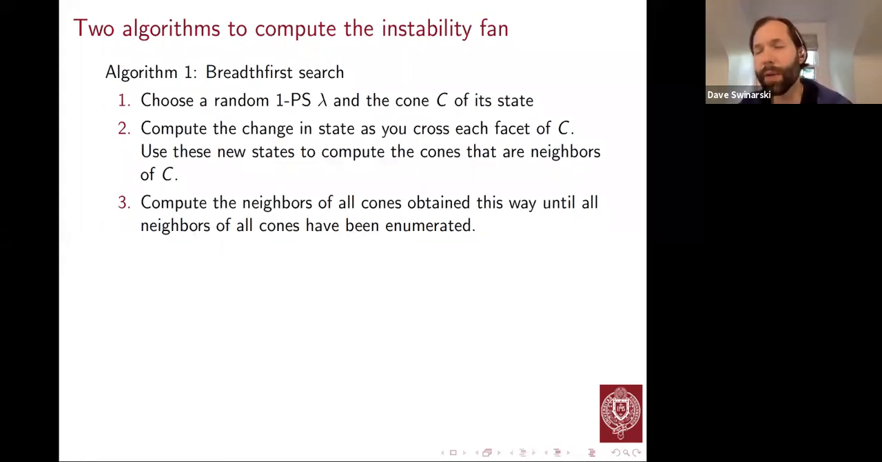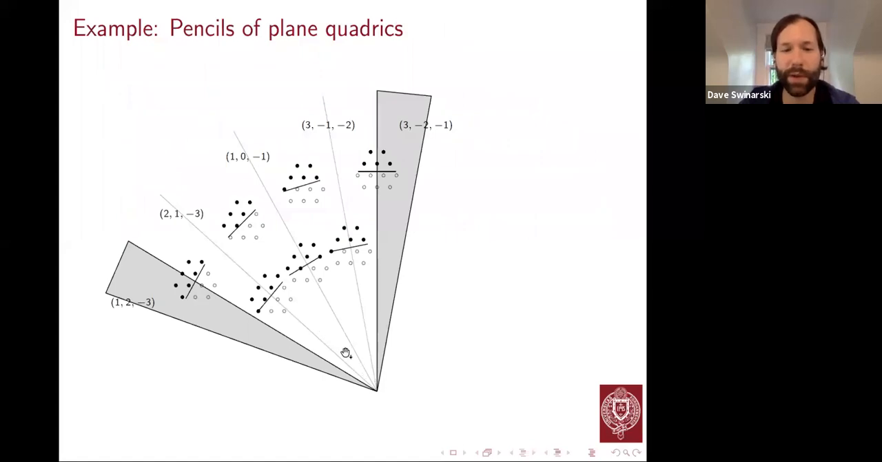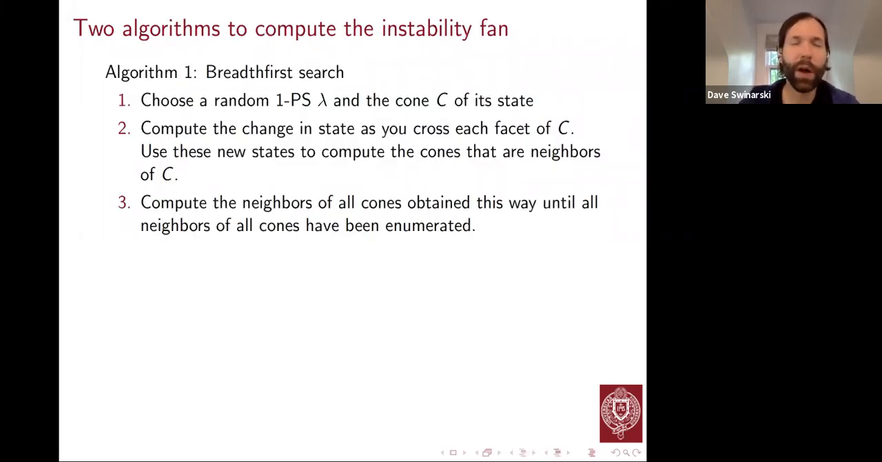And so that allows us to easily describe two different algorithms for computing this instability fan. The first one is a simple breadth-first search. Start with a random one parameter subgroup and find the cone around it. So let's say you had a one parameter subgroup that landed in this cone. You'd compute the state, and then you'd compute the cone associated to that state. And now you want to cross each facet of that cone. As you do, you can track what happens to the state. You can use your new states to build new cones. And now you just want to search for all the neighbors of every cone that you find until you've crossed every facet in every direction. And you know that you found them all.